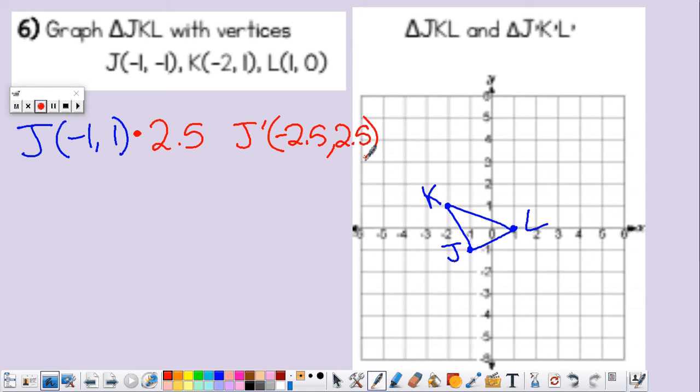Oh, sorry. Yes. Whoops. Sorry about that, guys. Yes, they should both be negative. Thank you. So we're going to go over negative 2.5, down negative 2.5. So it's going to be kind of floating in the middle of the square. Thank you for correcting me.